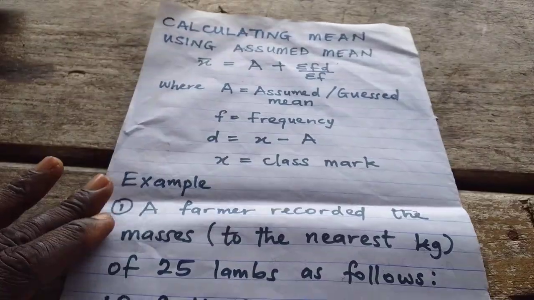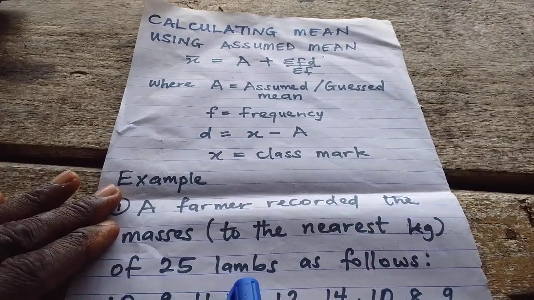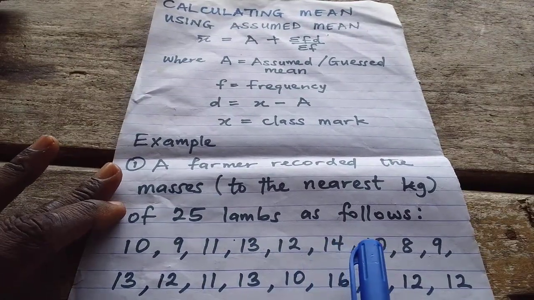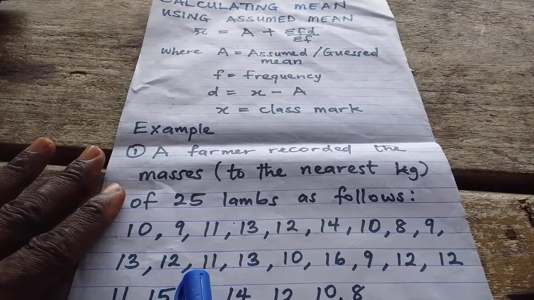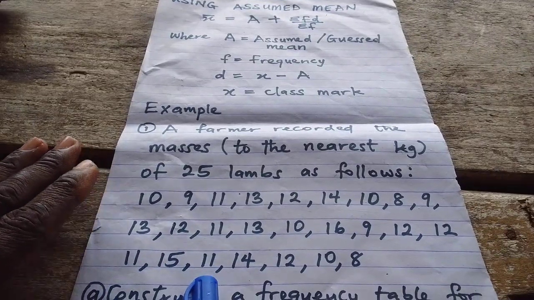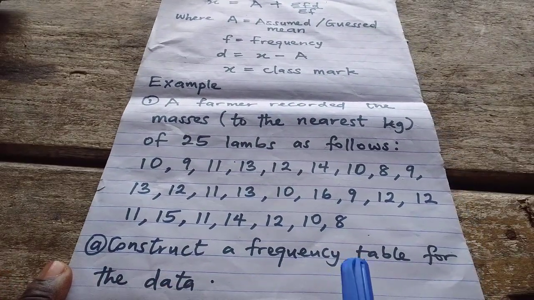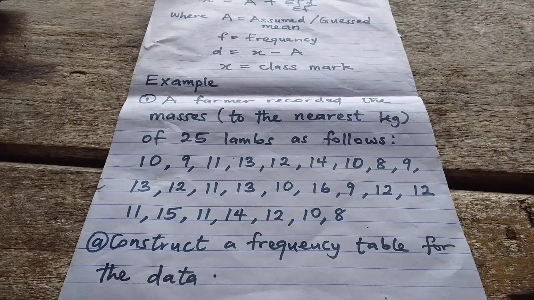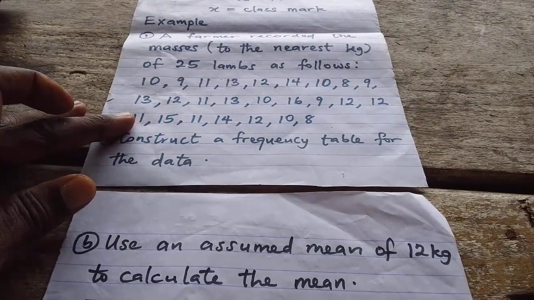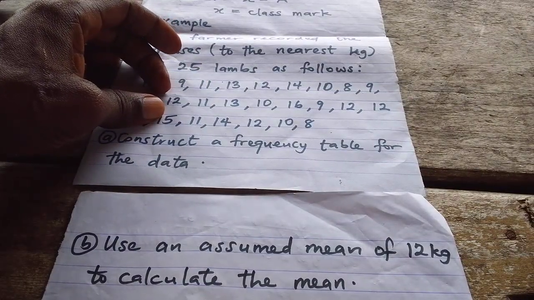Let's do this example. A farmer recorded the masses to the nearest kilogram of 25 lambs as follows: 10, 9, 11, 13, 12, 14, 10, 8, 9, 13, 12, 11, 13, 10, 16, 9, 12, 12, 11, 15, 11, 14, 12, 10, and 8. A: Construct a frequency table for the data. B: Use an assumed mean of 12 kg to calculate the mean.